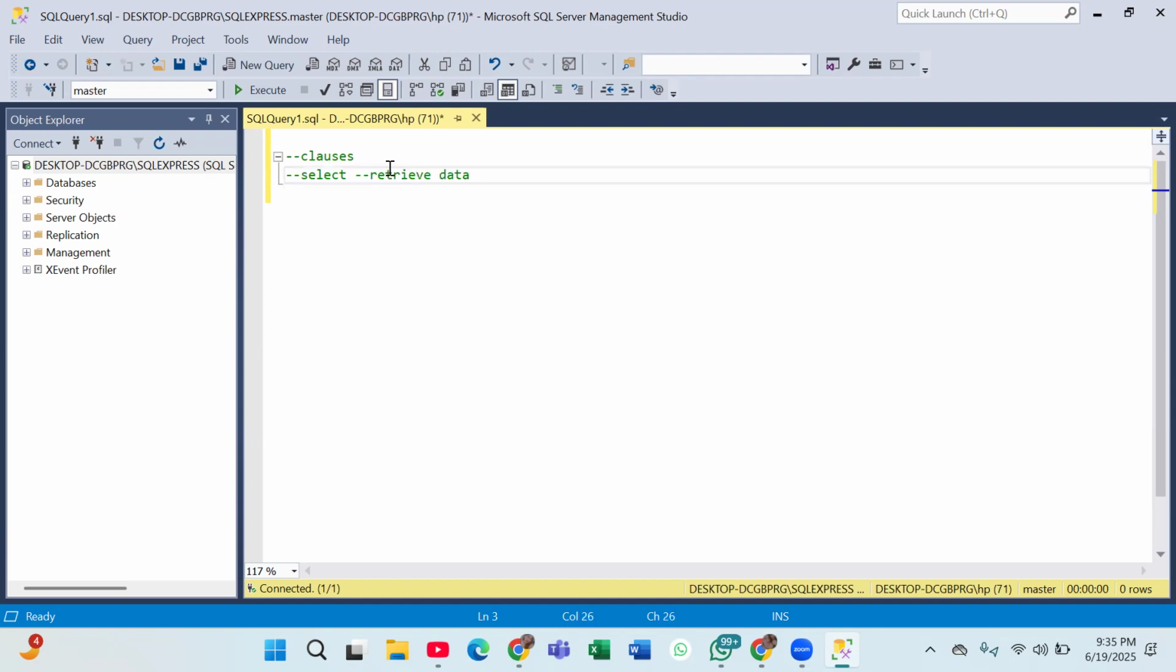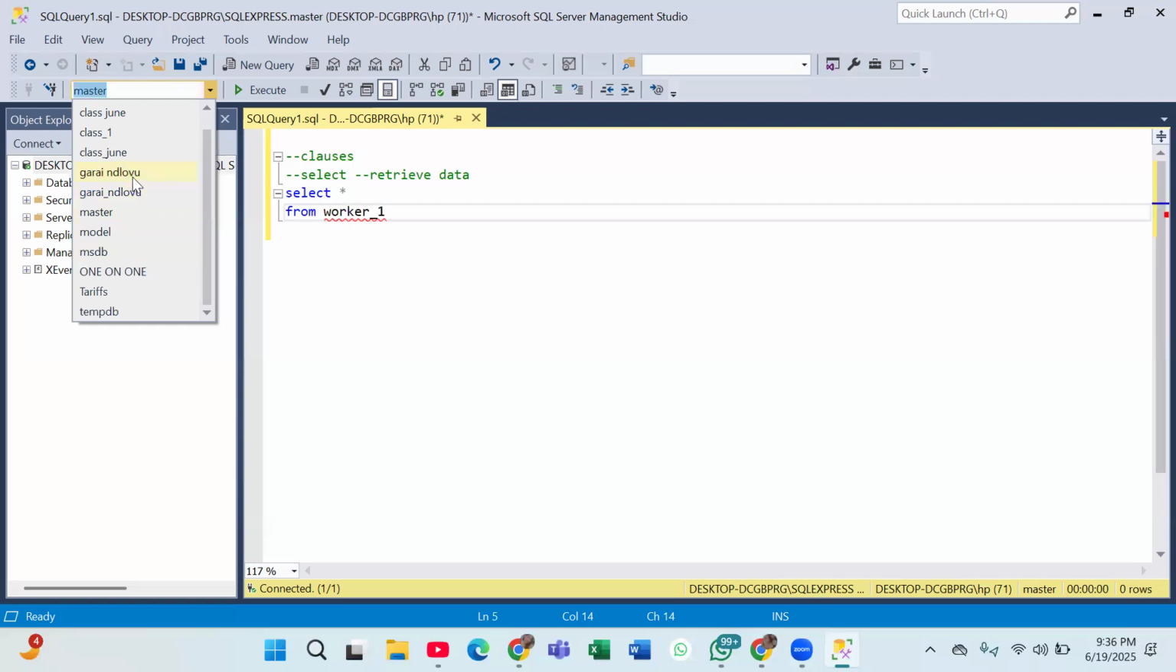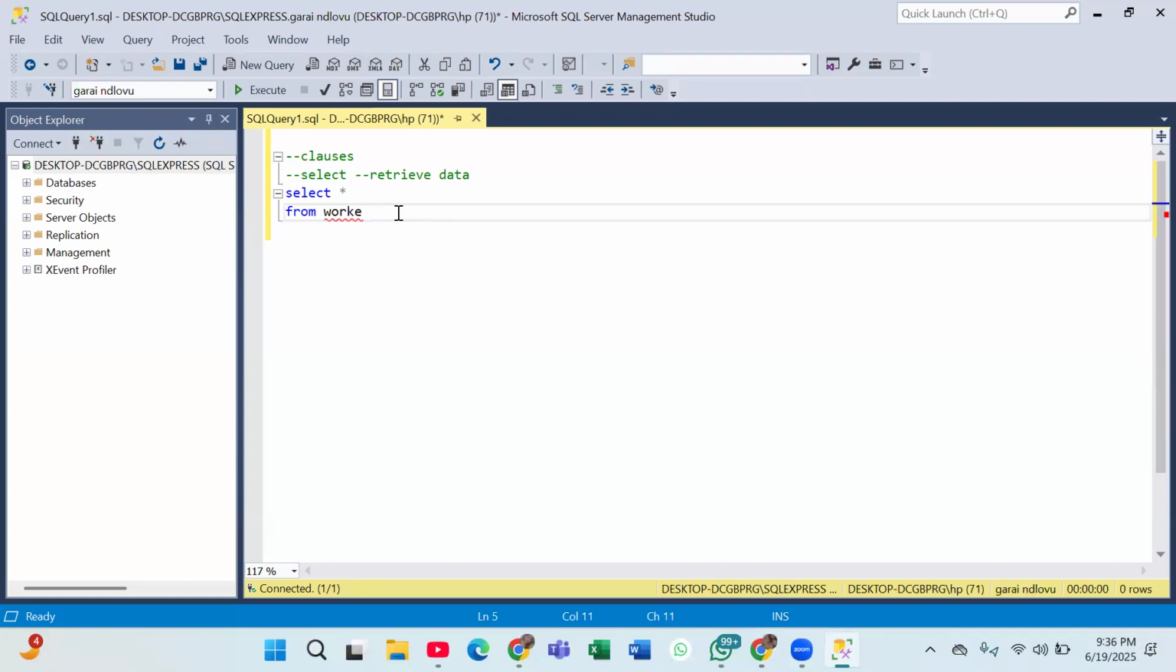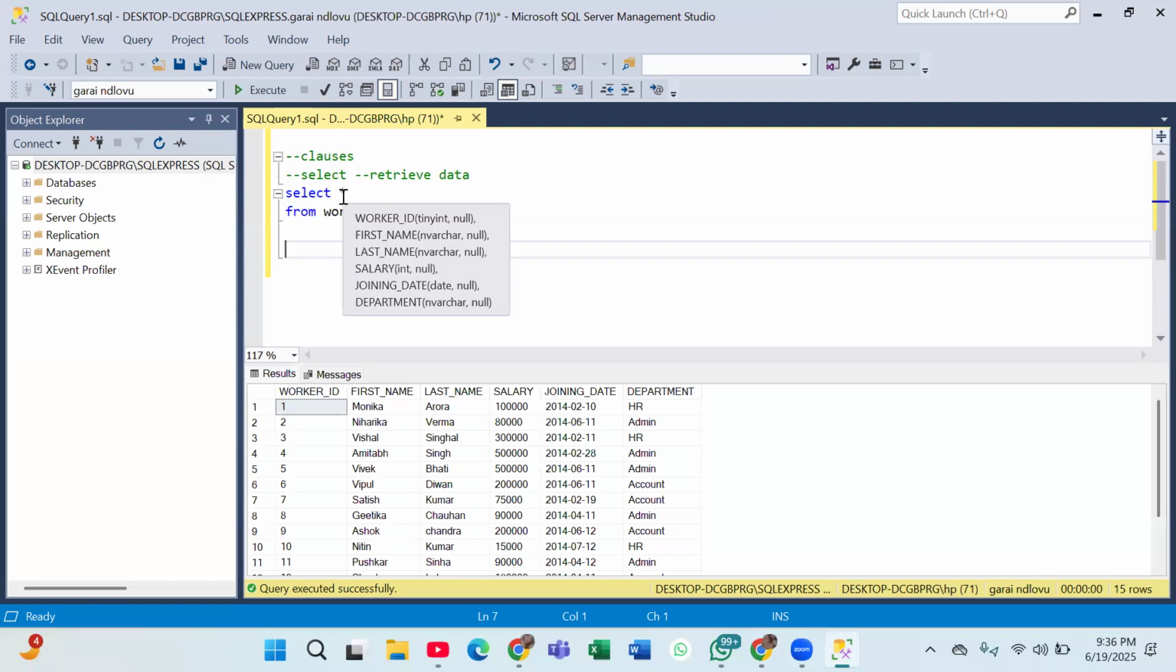Select is used to retrieve your data. If we want to retrieve everything, how will I do that? I'll write select and asterisk, right? To retrieve everything, I will be putting a star sign, asterisk, from which table? My table name, whatever I want to put. So let's say this table I am using is my worker table. Is this clear with everyone? Is select clear with everyone, how to retrieve the whole data?